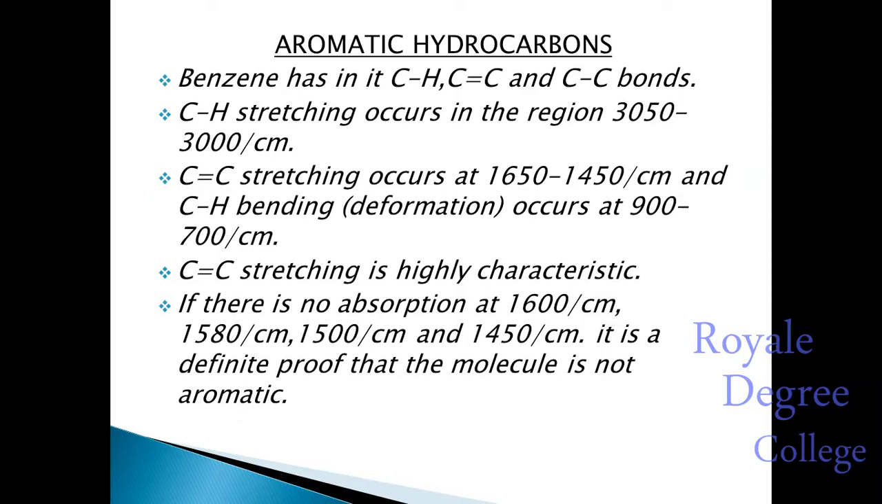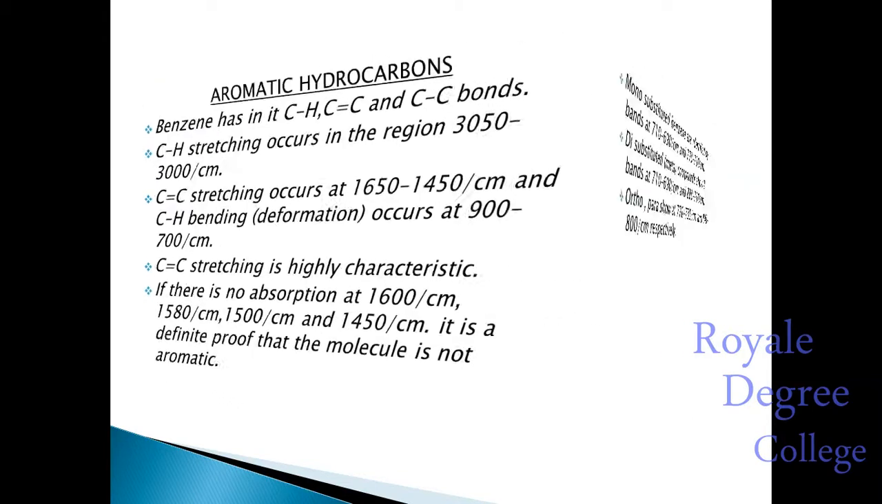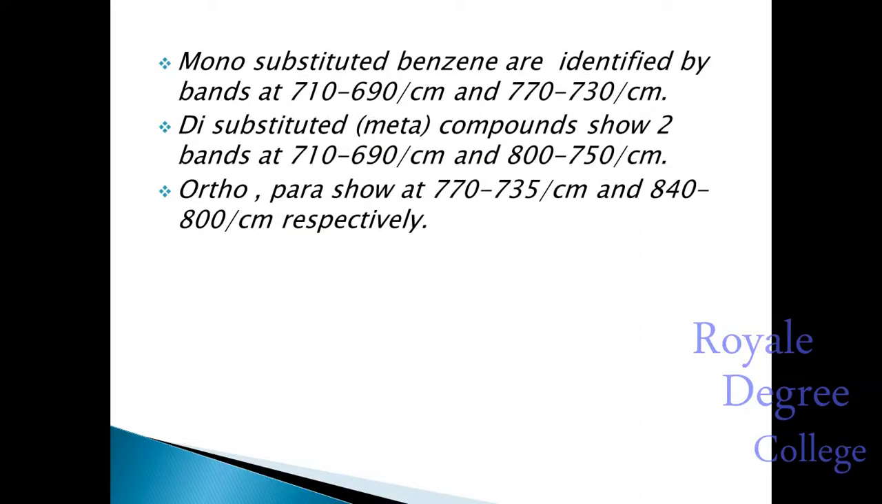C=C stretching is highly characteristic. If there is no absorption at 1600 per centimeter, 1580 per centimeter, 1500 per centimeter, and 1450 per centimeter, it is a definite proof that the molecule is not aromatic. Monosubstituted benzenes are identified by bands at 710 to 690 per centimeter and 770 to 730 per centimeter.